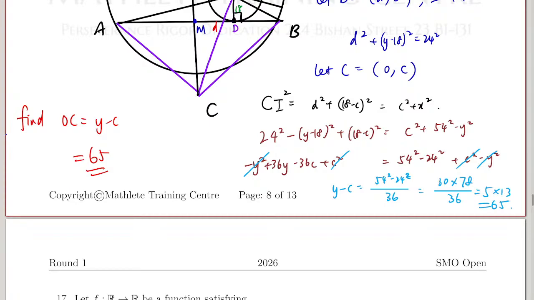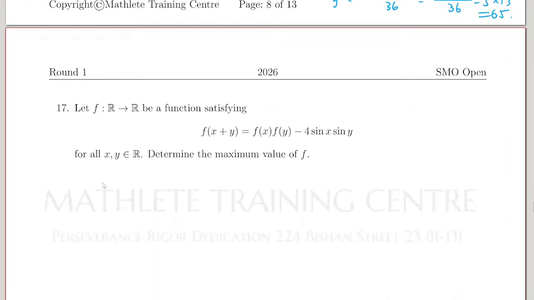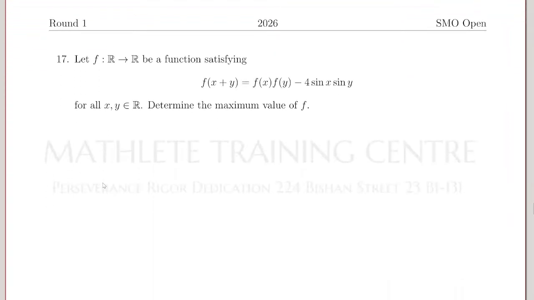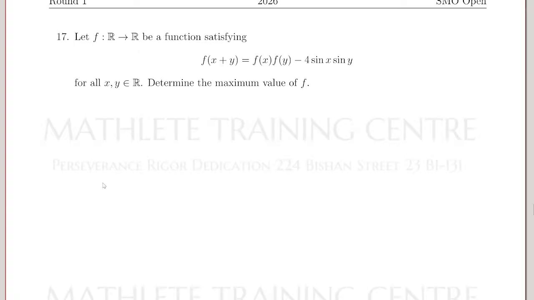Question 17. I love this question 17. Sudden change of tones, isn't it? Just now I was mentioning how I hate question 16, but now I say I love this question 17. This is a very fun question to me. You have a kind of feeling like somewhere in between the round 1 to round 2 type of functional equation. F of x plus y is equal to f x times f y minus 4 sine x times sine y.